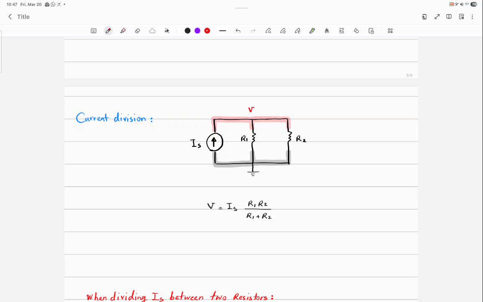Now, would it be negative? IS is flowing into the voltage. Do it like this. If I want to write something between the positive and negative, what should I write? Can someone answer this? V.